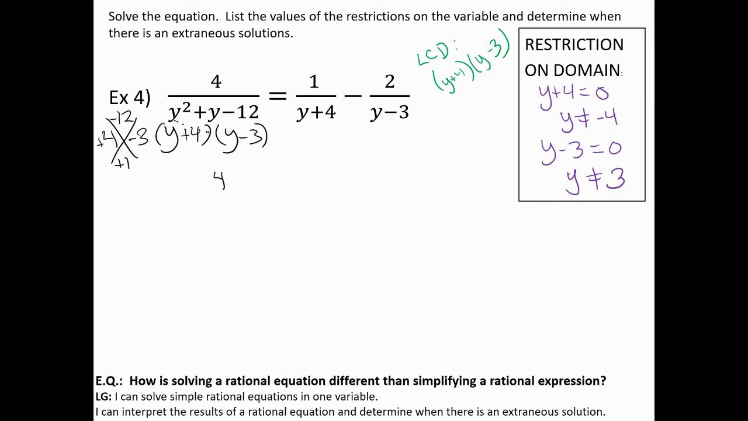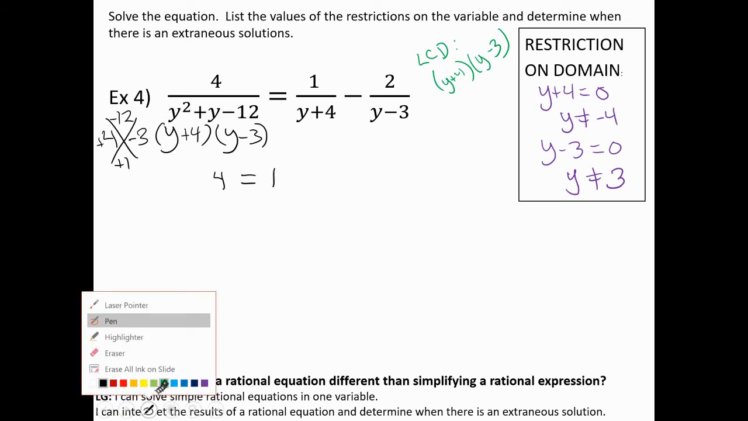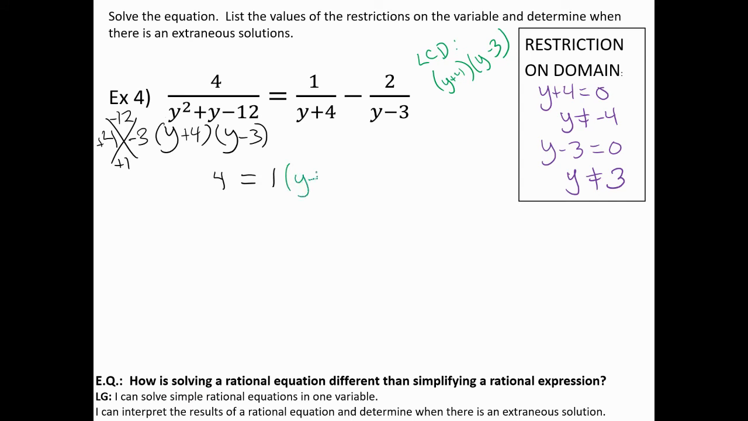This thing has both of them, y plus 4 and y minus 3. So it doesn't need anything. Where this one, it has just the y plus 4. What is it missing? It's missing the y minus 3. So I'm going to take this and only multiply it by the y minus 3, because that's what the denominator is missing. And then I'm going to put minus 2.